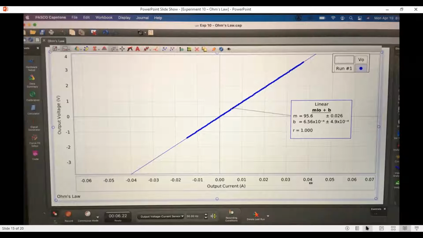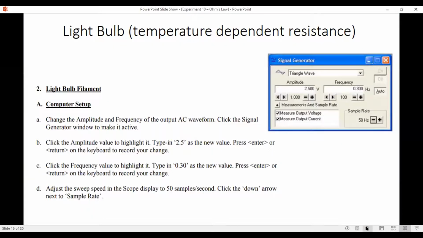So those are my two resistors. And again, resistors are used because they have a reliable, constant resistance. Now I'm going to take a look at a light bulb where we don't have a constant resistance. Remember, I'm only going to get a straight line here if my resistance remains constant. So my next setup, I'm going to actually slow things down a little bit.